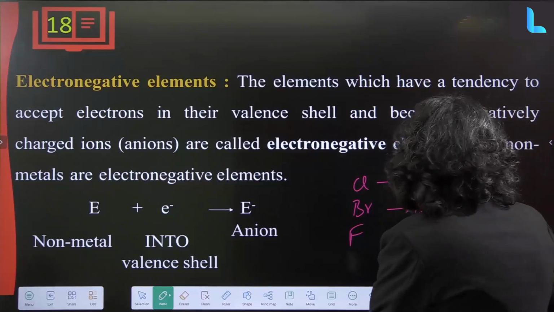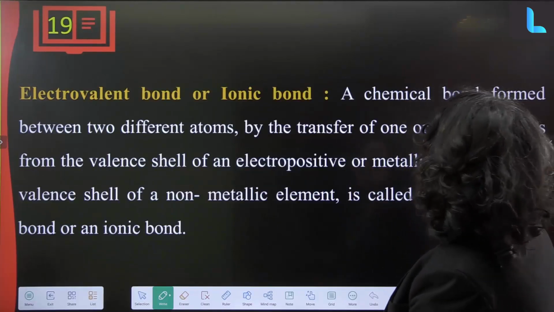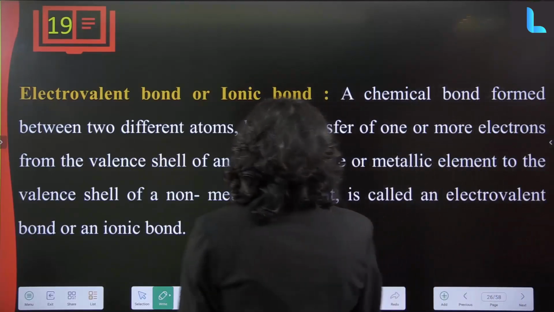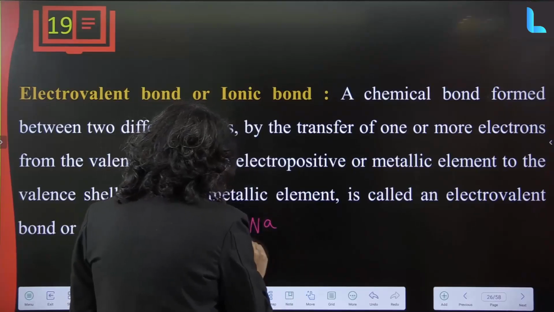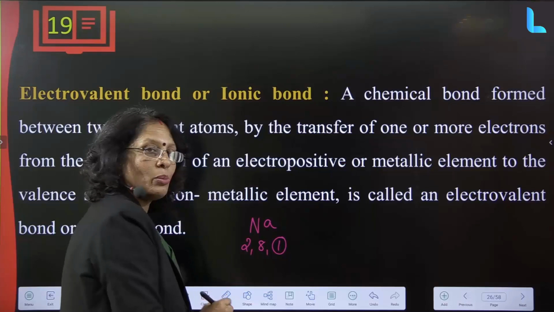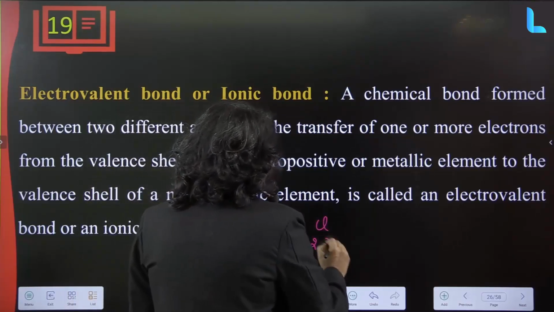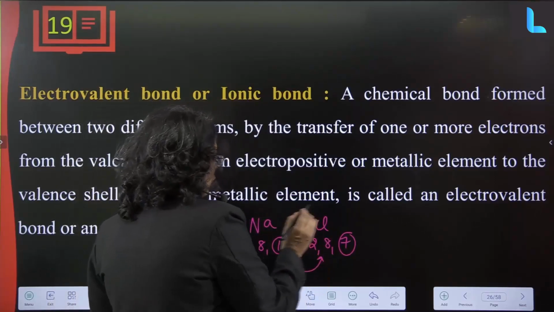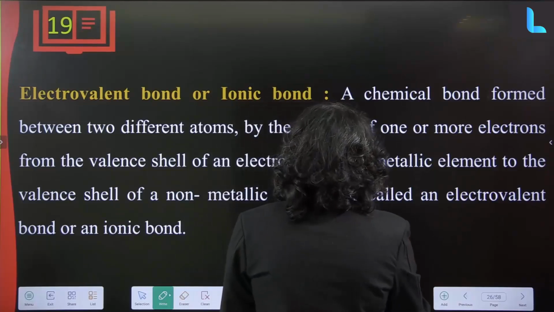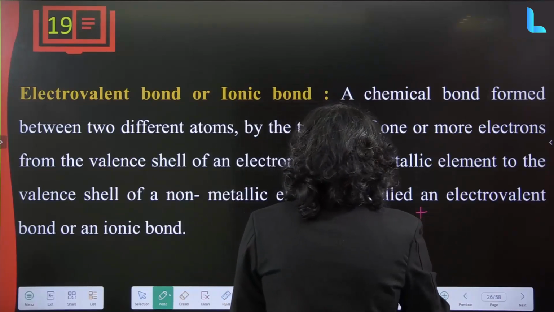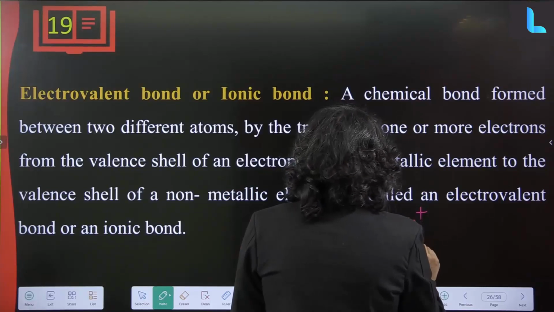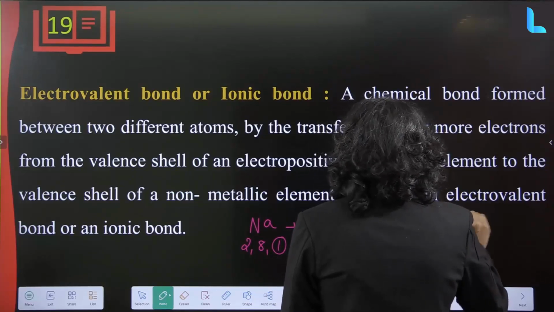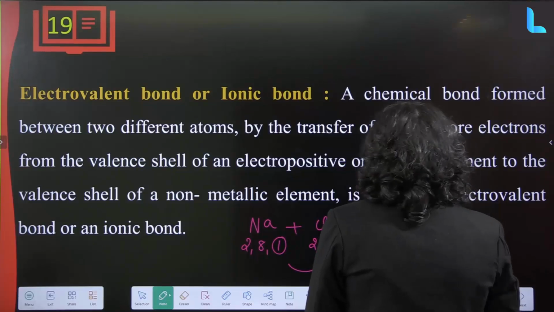Then we can see here electrovalent bond or ionic bond. How does it form? A chemical bond formed between two different atoms by the transfer of one or more electrons. Now we will see here sodium has outermost configuration 2, 8, 1 and chlorine has outermost configuration 2, 8, 7. So now sodium will give one electron to chlorine. So loss of electron happens from sodium. That is why sodium becomes Na plus by taking this 2, 8, 8. And chlorine becomes Cl minus. So 2, 8, 8 like this.